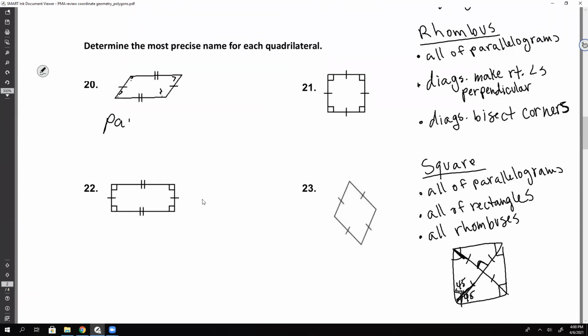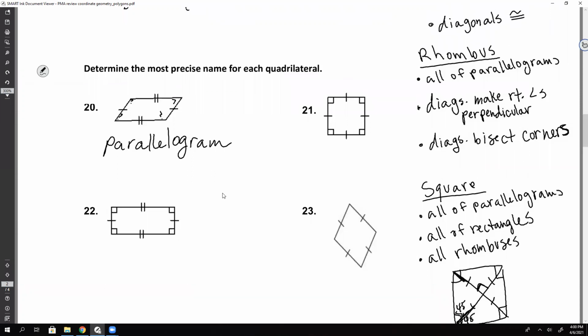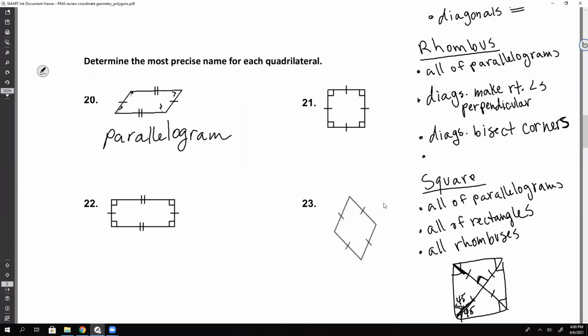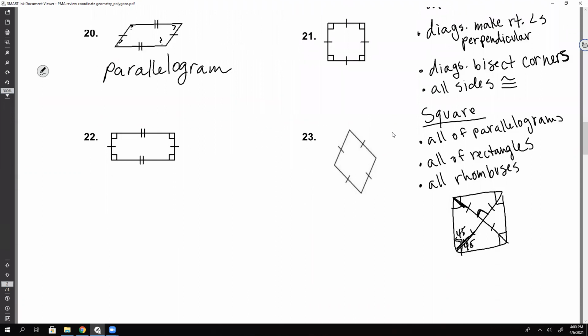So you're trying to see, do you have enough evidence to put it in one of these categories? For, oh, we need to add something. I had forgotten. On rhombuses and squares, all sides are congruent. And on squares, you can just add that: all sides congruent. It comes from rhombuses.